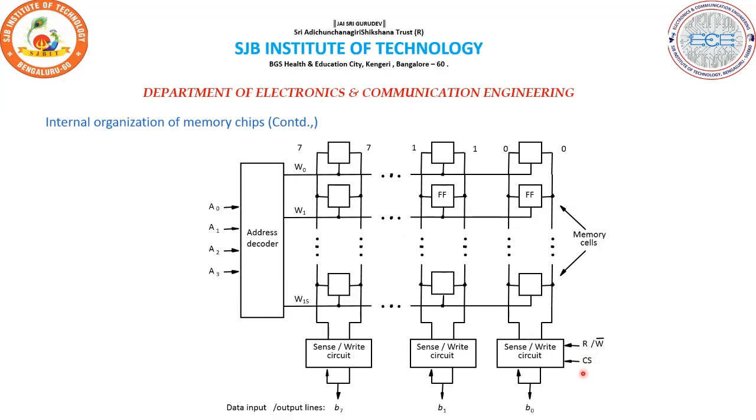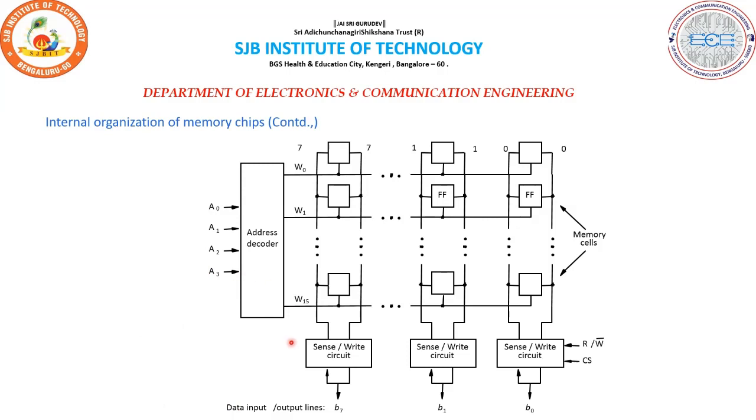Now the memory cells are usually organized in the form of an array. As I mentioned, each row of cells consists of a word, and all cells in a row are connected to a common line referred to as the word line. The cells in each column are connected to the sense or write circuit by two bit lines. Sense or write circuits are connected to the data input or output lines of the chip. During the read operation, these circuits sense the information stored in the cell selected by the word line and transmit this information to the output lines. During the write operation, the sense or write circuits receive input information and store it in the cells of the selected word.